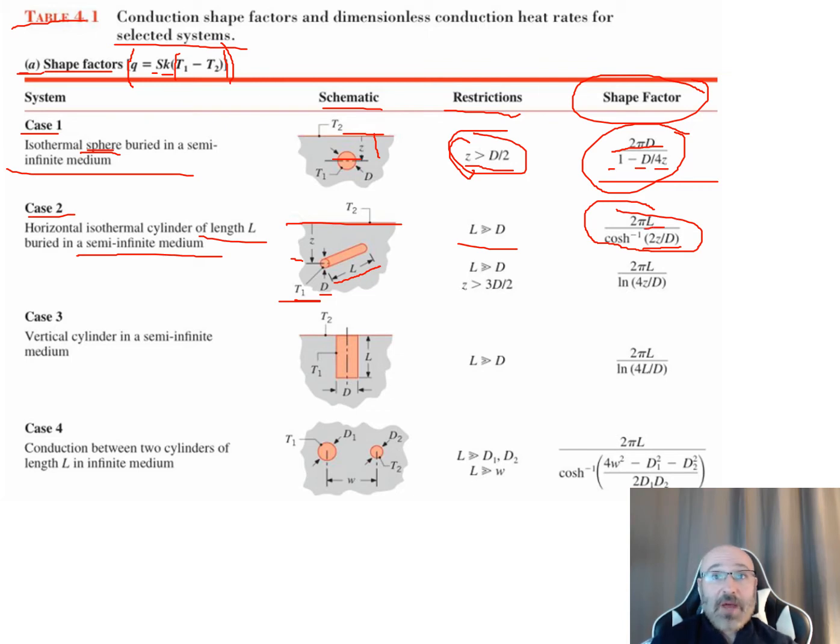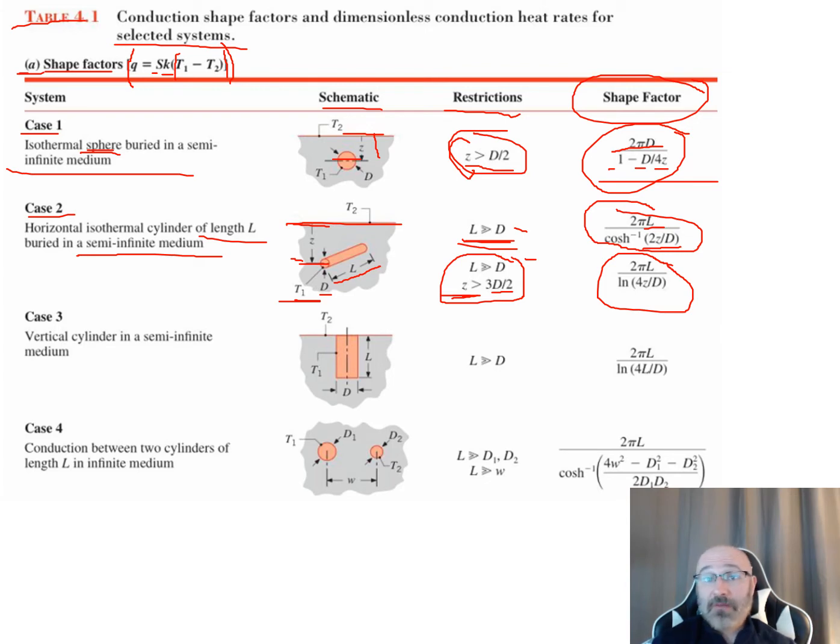Or if we have the case where L is still much greater than our D, and we have that Z is greater than 3 times the diameter over 2, then it simplifies down to this relationship here. What we can see is every case tells us that we need to have our L much longer than our D for it to be considered for this case 2 for the cylinder. And then there's two different cases within that L being greater than D. The second case is when that Z, our depth from the surface where T2 is, is greater than 3 times our D over 2, our diameter over 2.